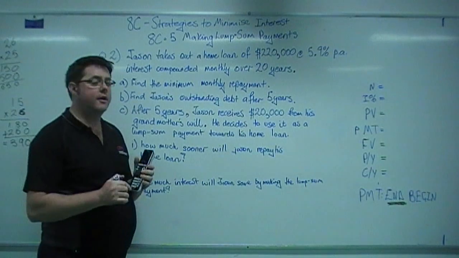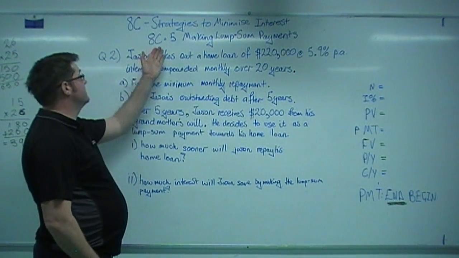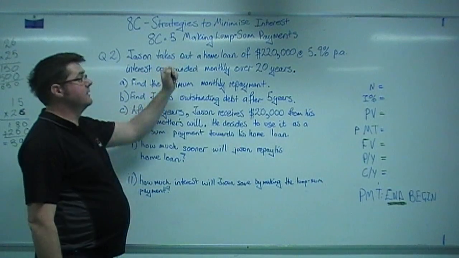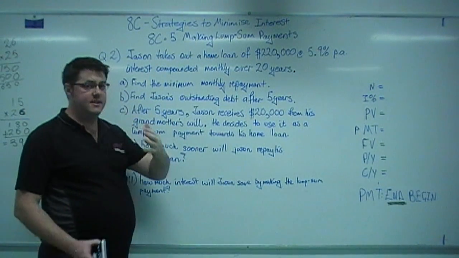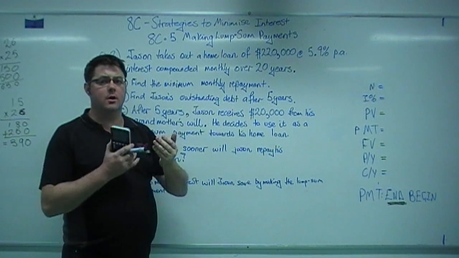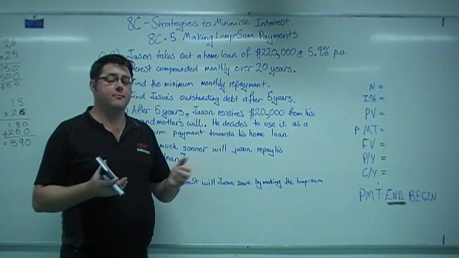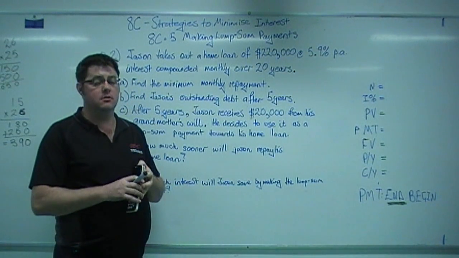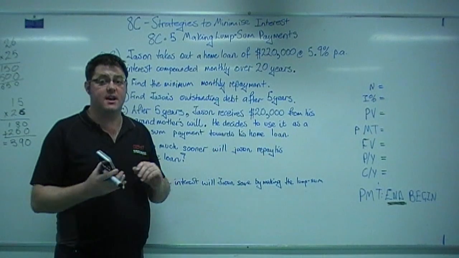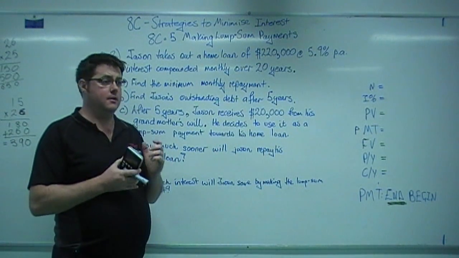Okay, so now let's turn our attention to 8C.5, making lump sum payments. So here we're talking about sometime throughout the term of the loan, you might come across an extra amount of money. Let's say you get a sizable tax return one particular year.